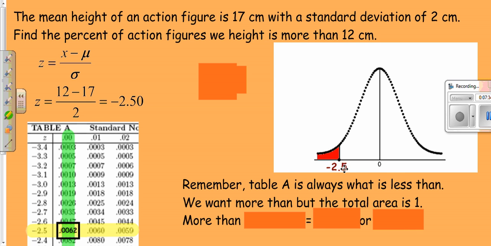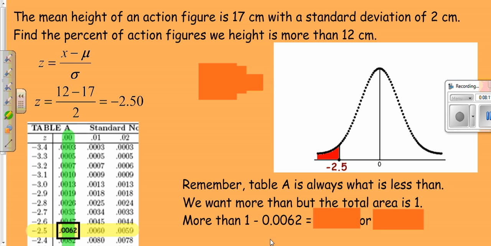So a z-score of negative 2.5 is right here. Our table just told us this red area. The red area is less than, but we're looking for more than. We're looking for the white area. Well, what do we do about that? Remember, in one of the first slides in the last video, we said that our total area is always 1. If the total area is 1, and we know the red area is 0.0062, all we have to do is a little bit of subtraction to get the white area.